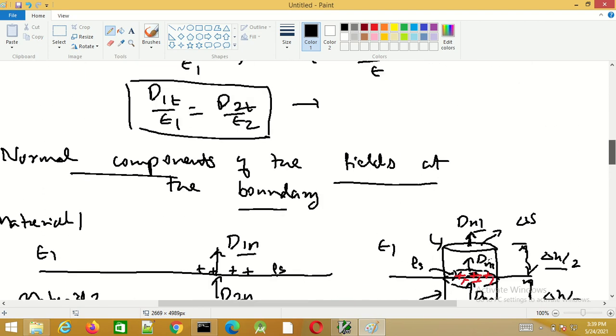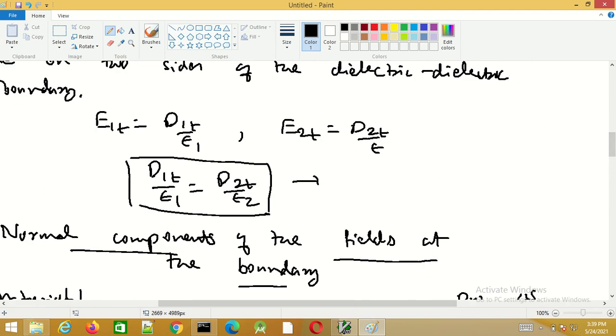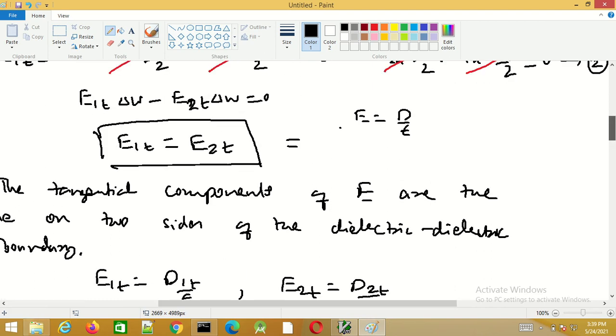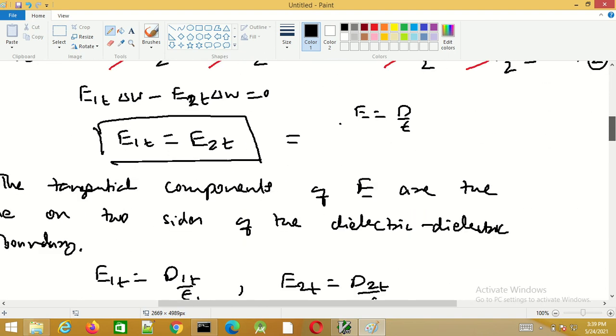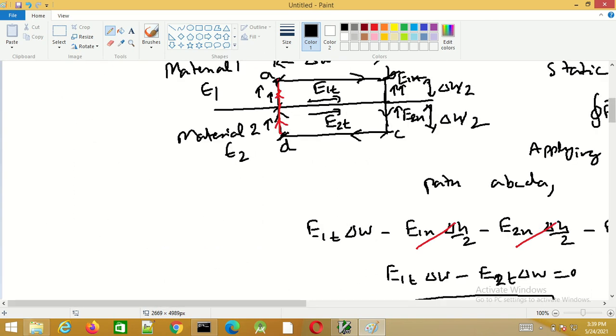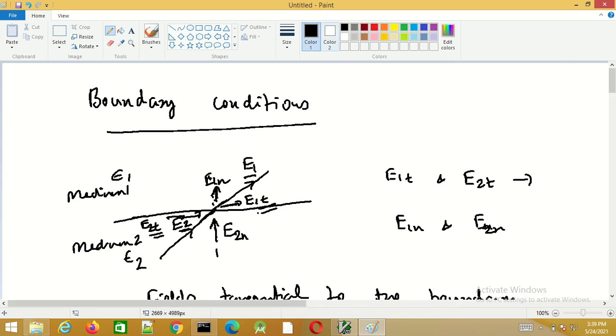From this also we can obtain what is known as the law of refraction for electric fields at the boundary, which is similar to the law of refraction in the case of optics. So here we can observe that, suppose this angle is theta 1, and this angle is theta 2. That is, here theta 1 is the angle made by E1 with respect to the normal to the boundary, and theta 2 is the angle made by E2 with respect to the normal to the boundary in medium 2.